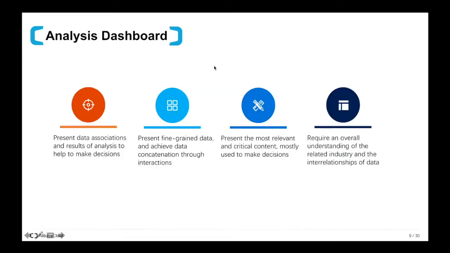Okay, next, let's talk about the analysis dashboard. Analysis dashboard is usually used to present data associations and results of an analysis to help make a decision. So the key point of using an analysis dashboard is to help make a decision. It also presents fine-grained data and achieves data concatenation through interactions. It will present the most relevant and critical content, mostly used to make decisions, as I mentioned before.